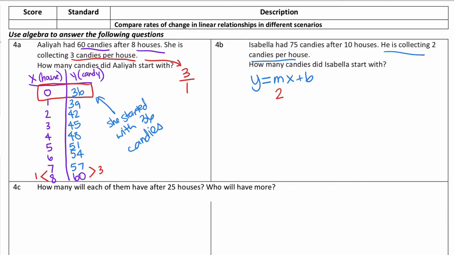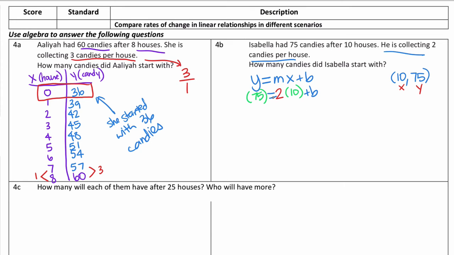And then it also tells me that I have a known value. I know that for 10 houses, I have 75 candies. So that must be my x value. And that must be my y value. So I'm going to substitute into my equation those 2 values. My x value is 10. My y value is 75. And notice the only thing I have left that's not known is my b value. So I can now figure this out.